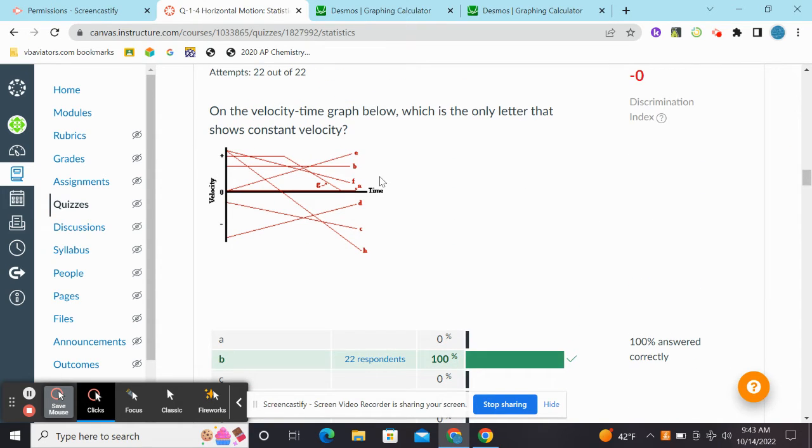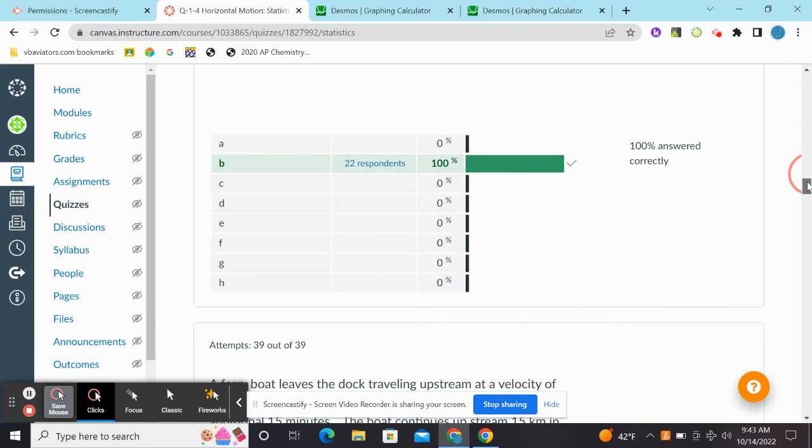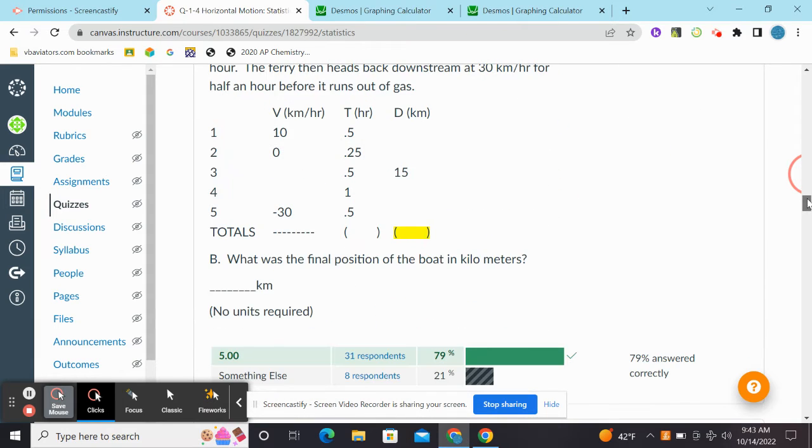Here's one that we saw on the velocity time graph below, which is on the practice. Which of the letters shows constant velocity? So only B is showing our constant velocity here. Now you could make an argument that this is constant velocity too, A, but it's a constant velocity of 0, so B is the better response. No problems with this, 100% correct.